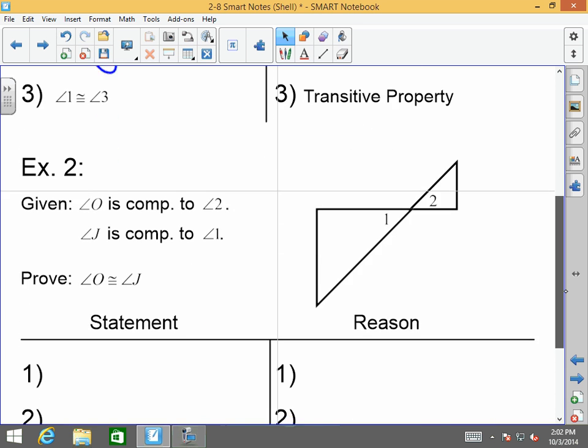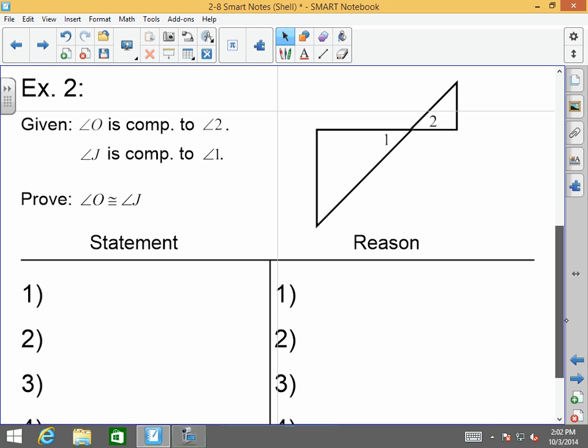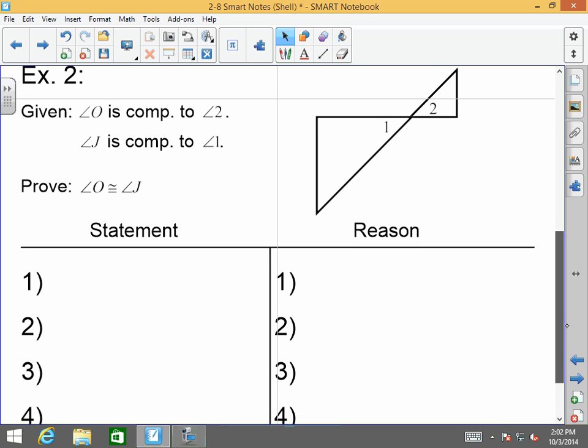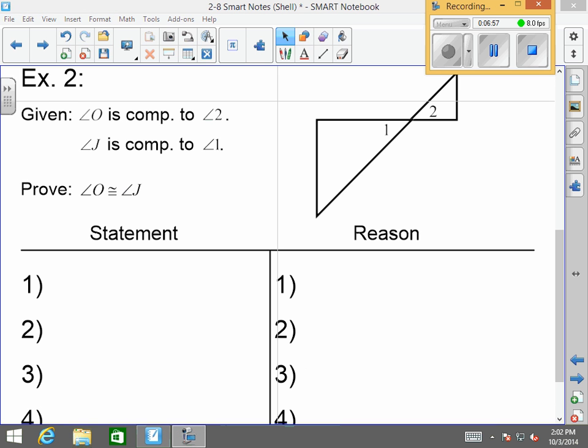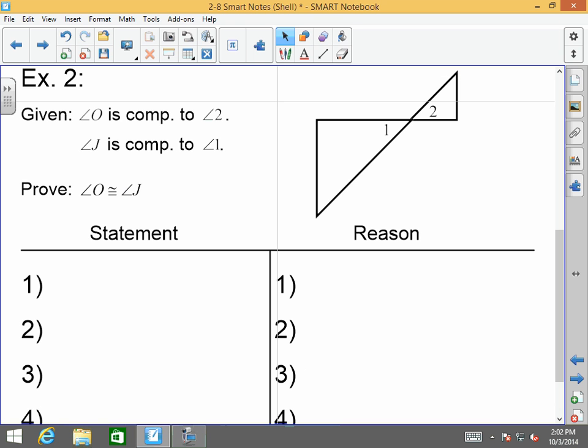Awesome. Okay. Angle O is complementary to angle 2. Oh, that would help, huh? Give me 1 second. All right, I apologize about that. That is totally my bad.